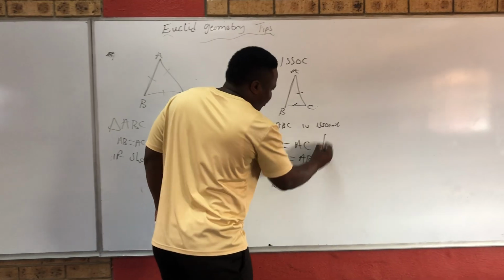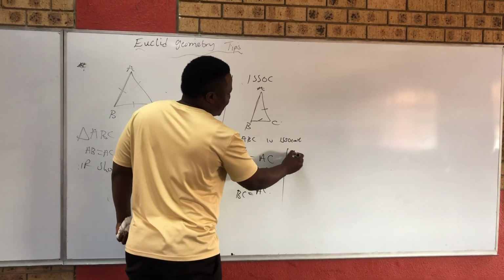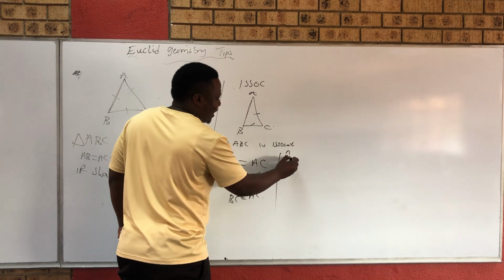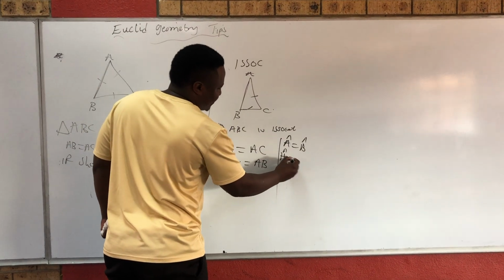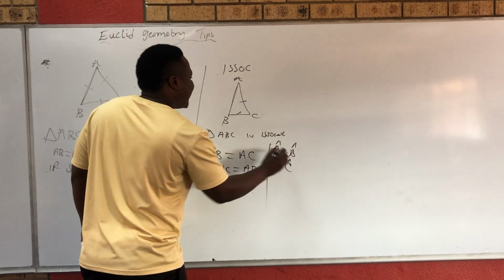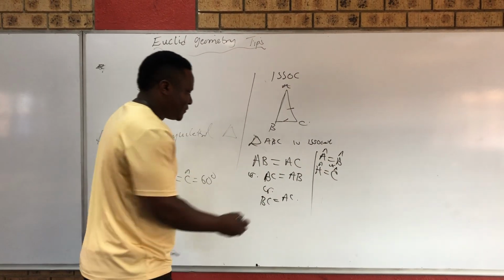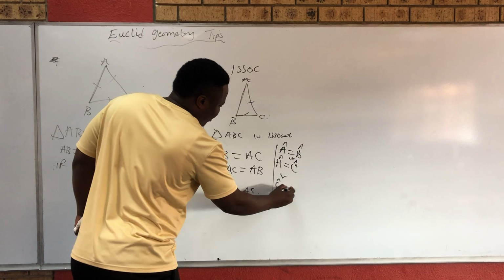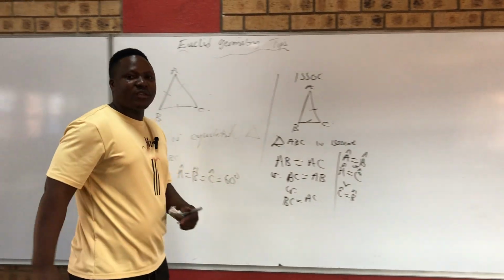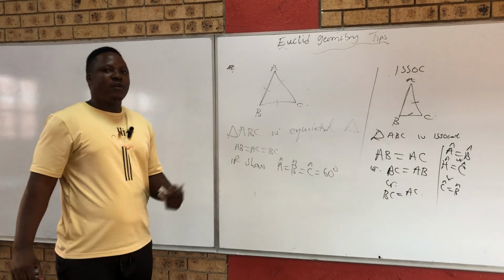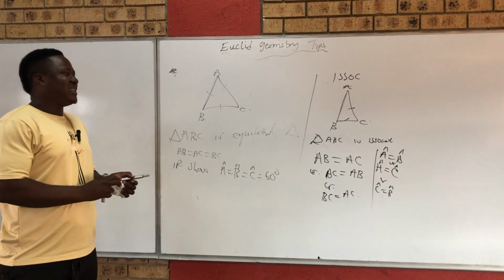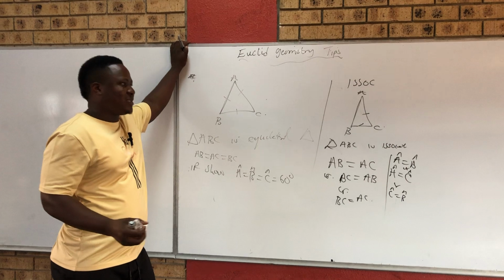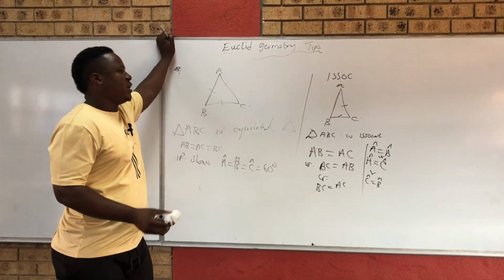And also, lastly, you can show that two angles are equal. Angle A is equal to angle B, or angle A equals angle C, or angle C equals angle B. You can conclude and say: converse of isosceles triangle. So guys, if I left out something, you will still tell me.